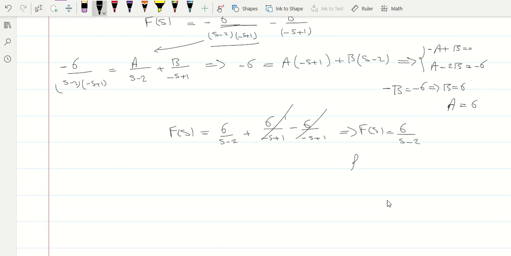So Laplace inverse of 6 over s minus 2 would be equal to, this is a constant, I can bring it out of the Laplace, which will be 6 times e to the power of 2t. And that would be my f(t), which is the final solution.